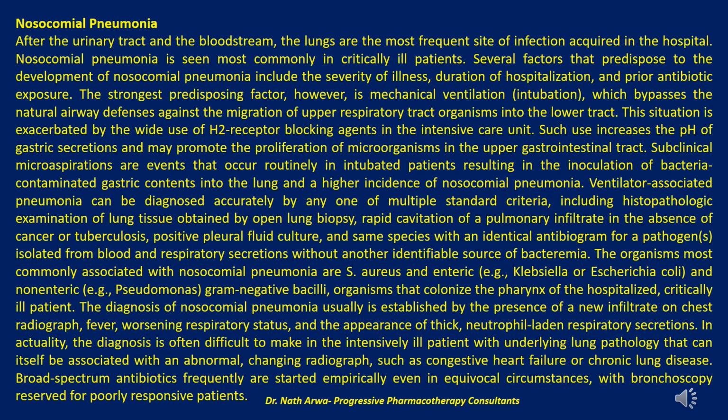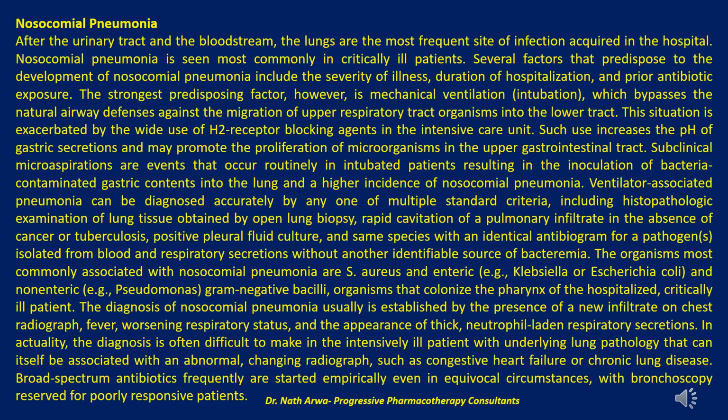The organisms most commonly associated with nosocomial pneumonia are Staphylococcus aureus and enteric, e.g., Klebsiella or Escherichia coli, and non-enteric, e.g., Pseudomonas gram-negative bacilli, organisms that colonize the pharynx of the hospitalized, critically ill patient. The diagnosis of nosocomial pneumonia usually is established by the presence of a new infiltrate on chest radiograph, fever, worsening respiratory status, and the appearance of thick, neutrophil-laden respiratory secretions.